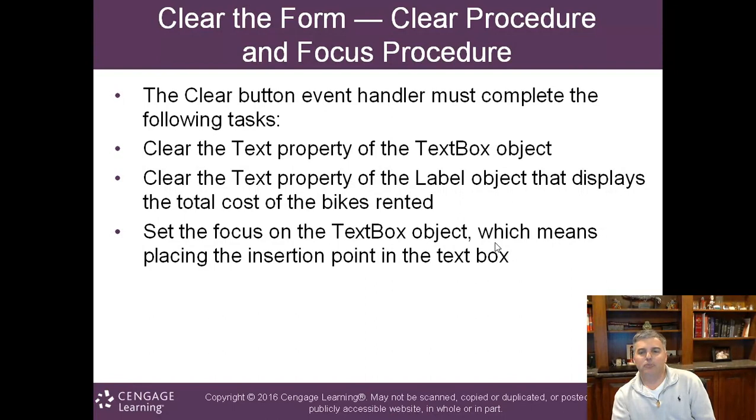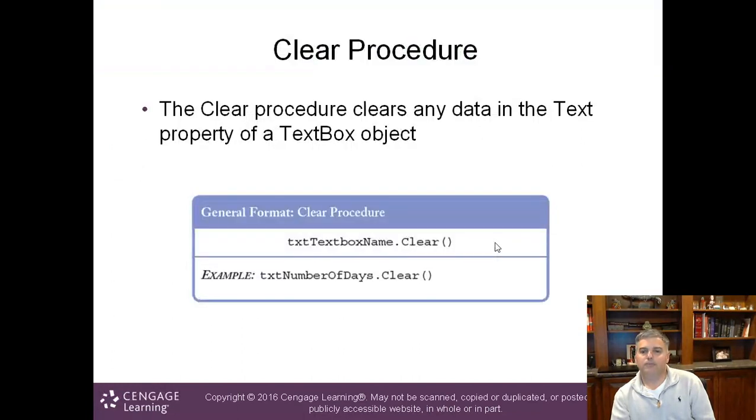You have to clear the text property of the text box object, clear the text property of the label object that displays the total cost of bikes rented, and set the focus of the text box object, which means placing the insertion point in the text box. So the focus is just where that little blinking cursor is going to be, so the user doesn't have to click on the text box and enter a value. The focus is already on the text box, so the user can just type a value in there without clicking on it first.